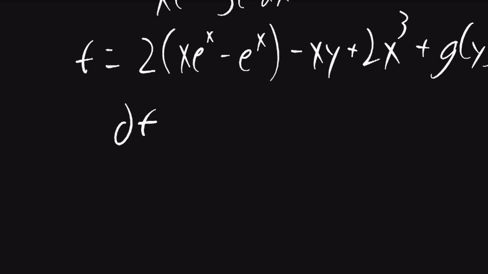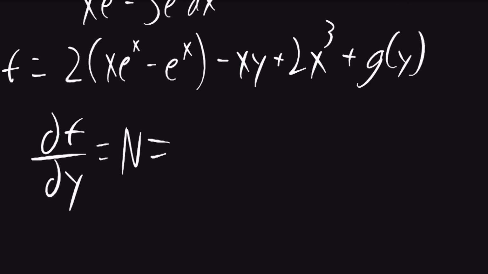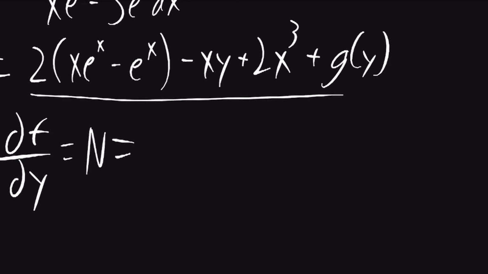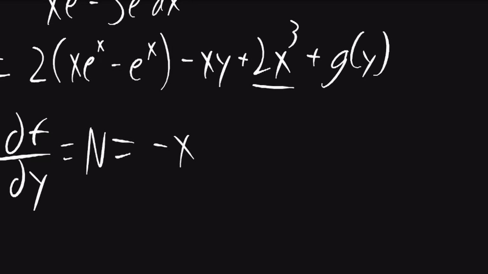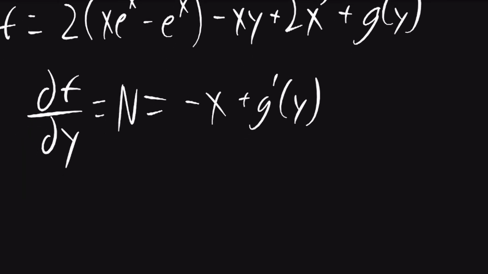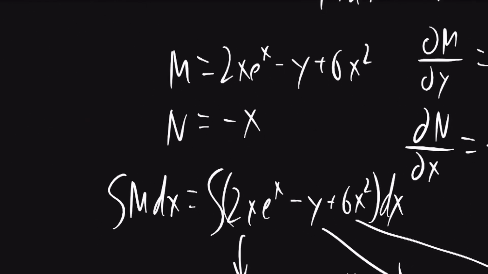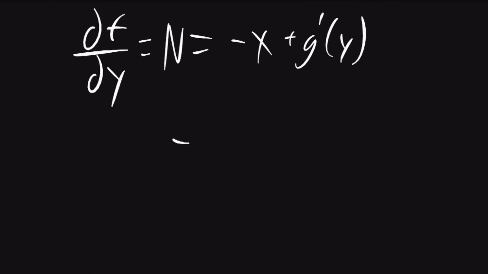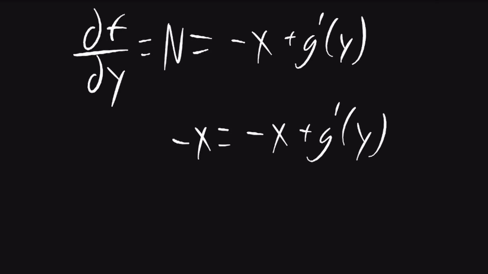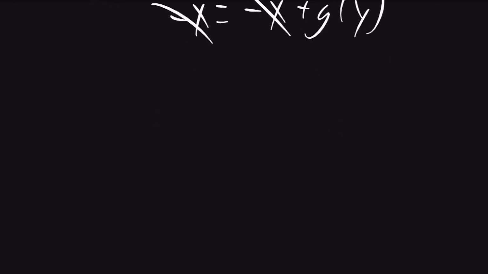Now we're going to take the partial derivative of this function with respect to y, which definitionally is equal to N. I'll now evaluate the partial derivative with respect to y of that term. This first term will be 0. This second term will just be negative x. This term will also be 0, and g of y will be g prime of y. Now we said N is equal to negative x, so I'll write that here. It'll be negative x is equal to negative x plus g prime of y. These negative x's will cancel, and we'll be left with g prime of y is equal to 0.